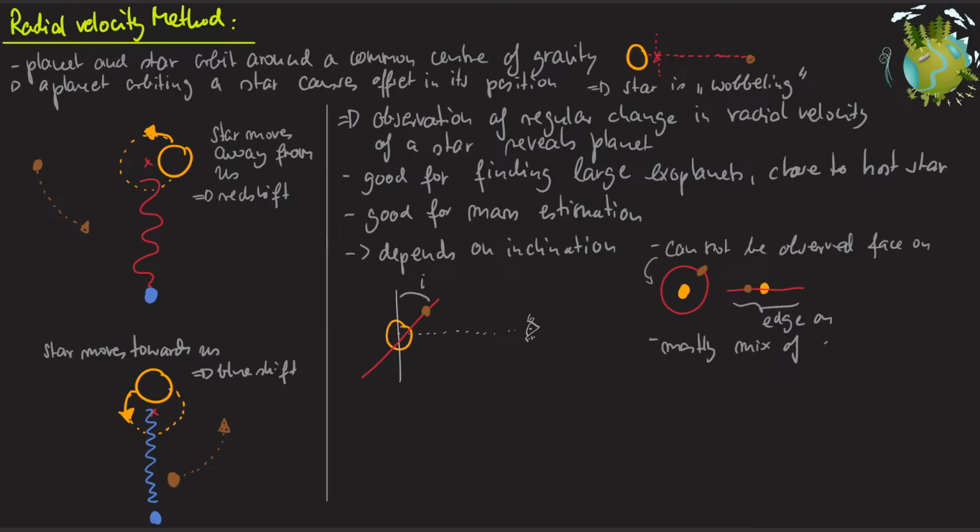Mostly we observe a mix of both inclinations. These are like the extremes of the inclination angles. The spectrograph will only detect the movement component towards or away from us. And since only a portion is detected, that means that any measured mass will only be a lower limit, a minimum.